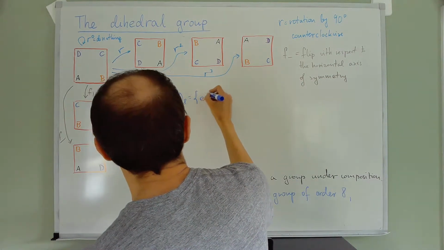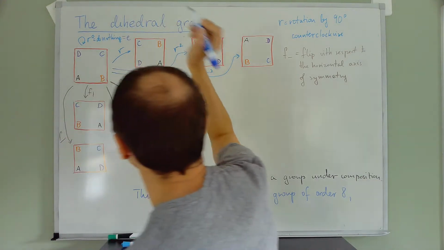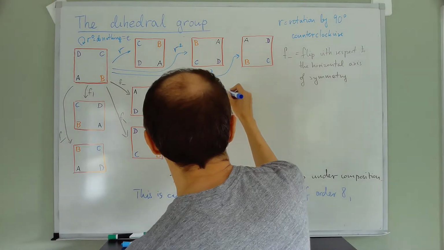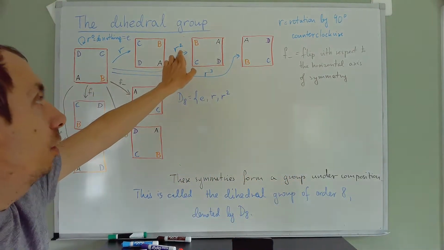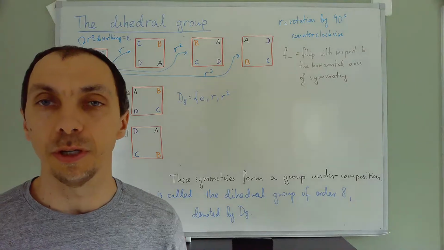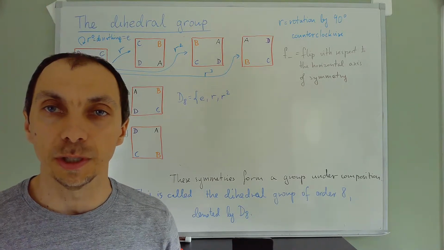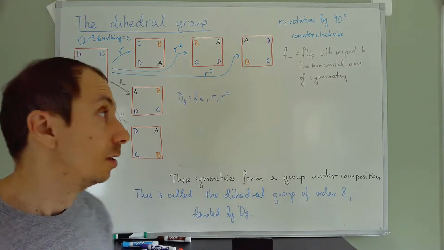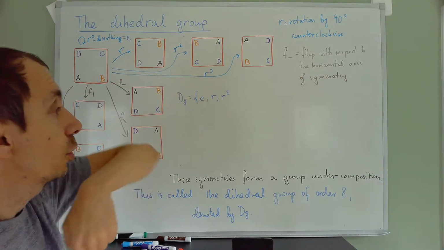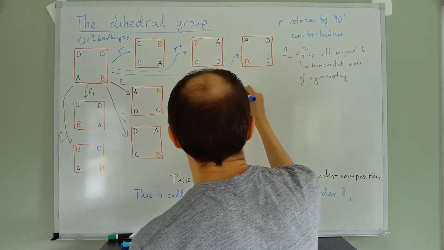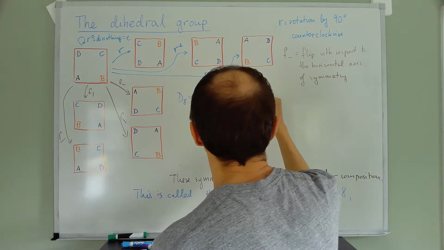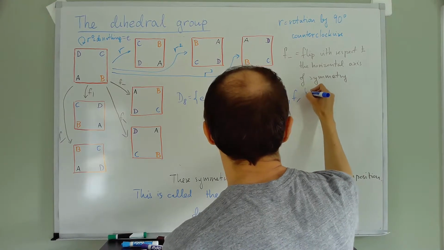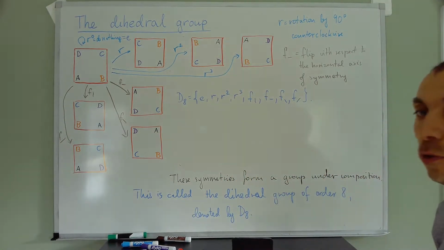So D8 consists of the identity, which is do nothing. Then I have R squared. You see, I initially wrote R squared without explaining why I'm putting a square there. But it's really just the composition of the counterclockwise rotation by 90 degrees with itself. So that's why it makes sense to put R squared there. And this is R cubed. And then I have 4 flips. It's a group of order 8.